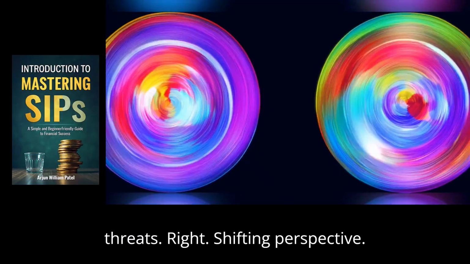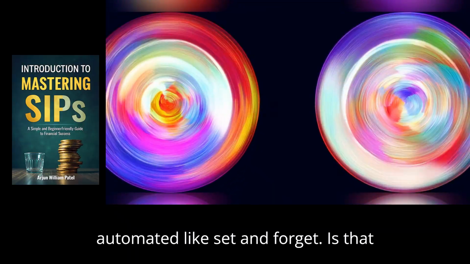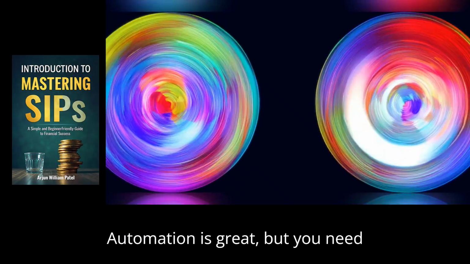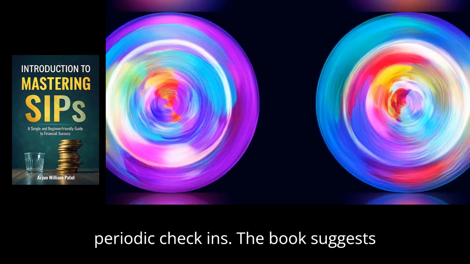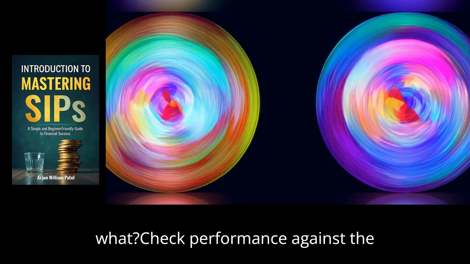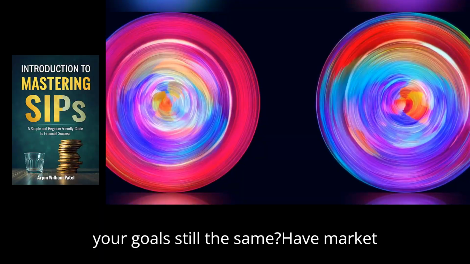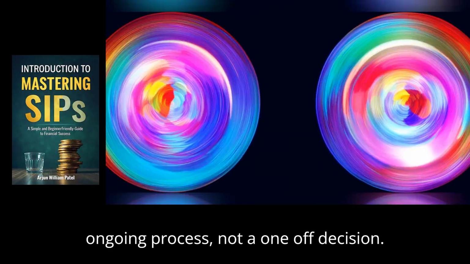Right, shifting perspective. What about reviewing? SIPs feel automated, like set and forget. Is that wrong? It's not entirely set and forget. Automation is great, but you need periodic check-ins. The book suggests maybe annually or semi-annually. To check what? Check performance against the benchmark. Is your fund keeping up? Are your goals still the same? Have market conditions drastically changed? It's an ongoing process, not a one-off decision.